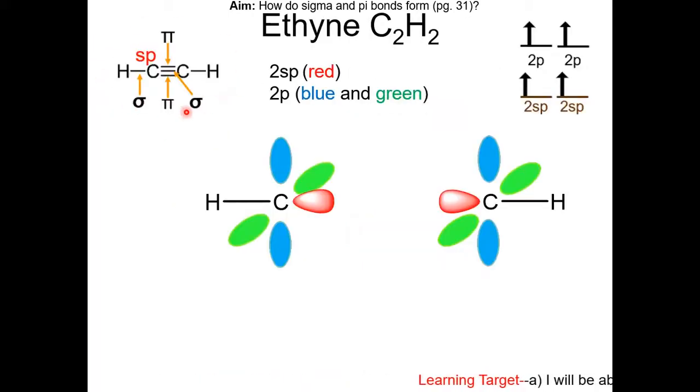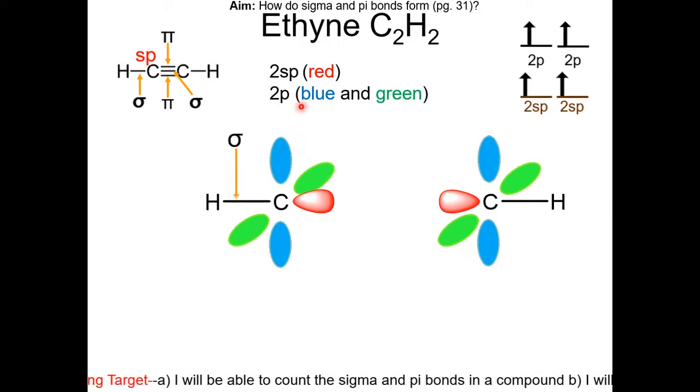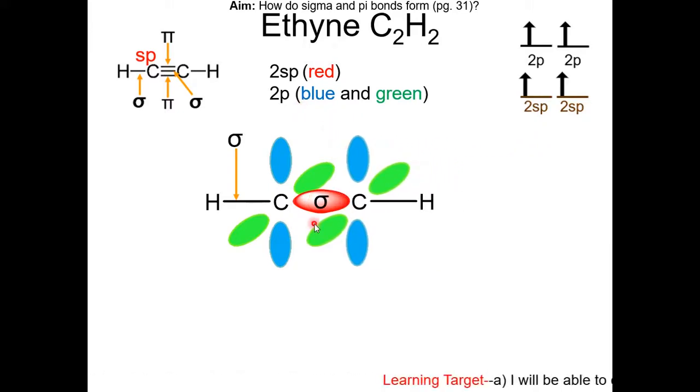Now let's go back to this example to see how the triple bond is formed. I color-coded everything. The red orbital represents the two sp hybrid orbitals. The blue and green represent different 2p orbitals on each carbon. The CH bond consists of a sigma bond. Now I'm going to put the two carbons together. The two sp hybrid orbitals from each carbon overlap end to end to form a sigma bond.